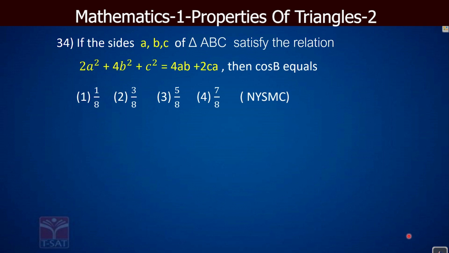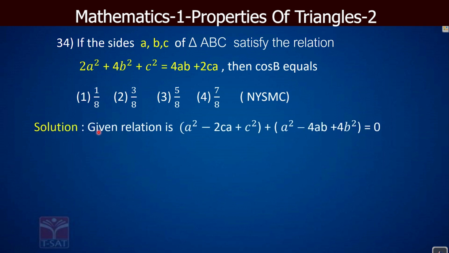34. If the sides a, b, c of triangle ABC satisfy the relation 2a square plus 4b square plus c square is equal to 4ab plus 2ca, then cos B equals: 1) 1 by 8, 2) 3 by 8, 3) 5 by 8, 4) 7 by 8. This is what is called NYSMC, which means New York State Maths Competitions, that is USA. Of course, it was asked in 1985.